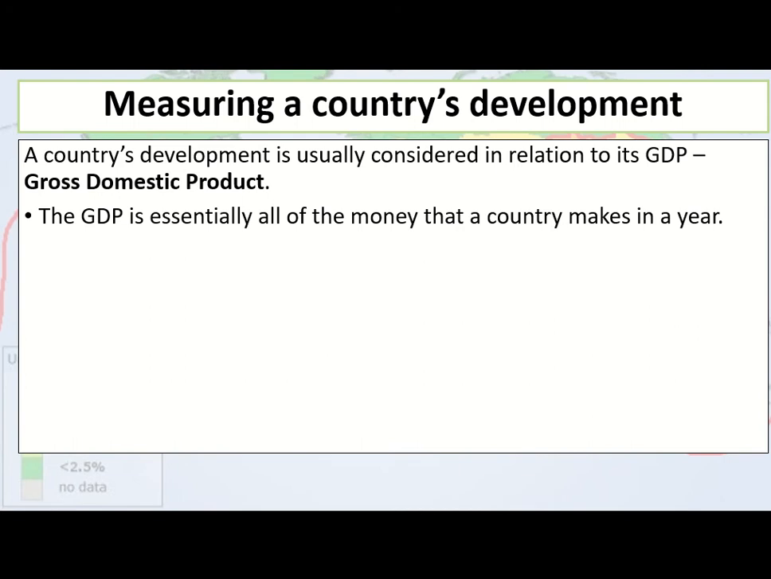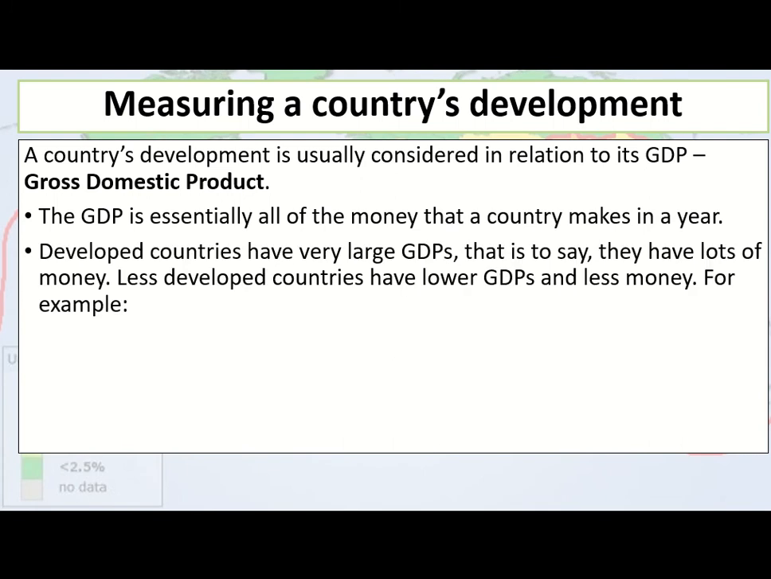Now, GDP can be a big number, and you can compare that number easily between countries. Less developed countries will have lower GDPs, and more developed countries will have higher GDPs. So again, you can get these notes down for your book. And I've got some examples.